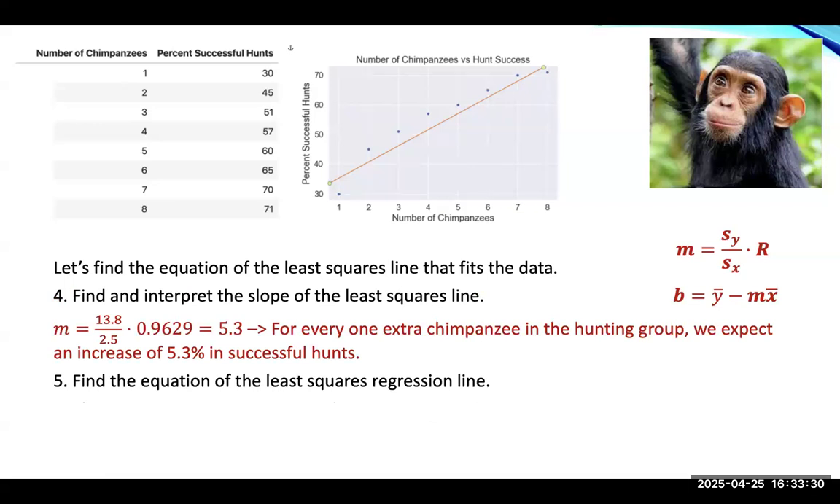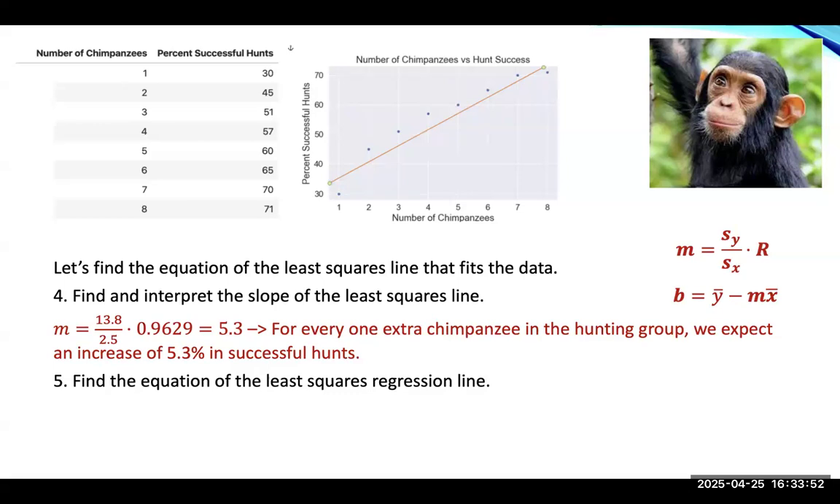Remember, 5.3 is 5.3 over 1. 5.3 is the rise. The 1 is the run. So we go up 5.3 every time we go to the right 1. So for every 1 additional chimp in the hunting group, we expect an increase of about 5.3% in successful hunts.